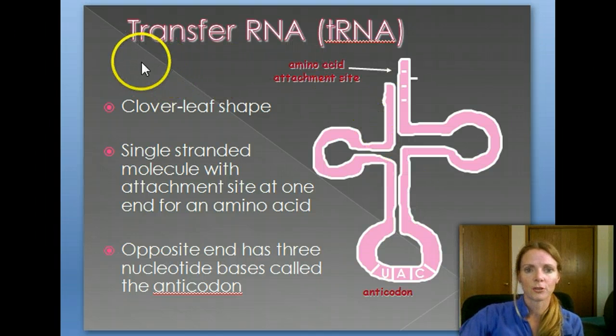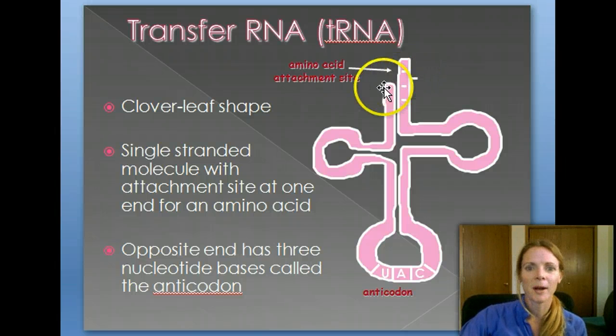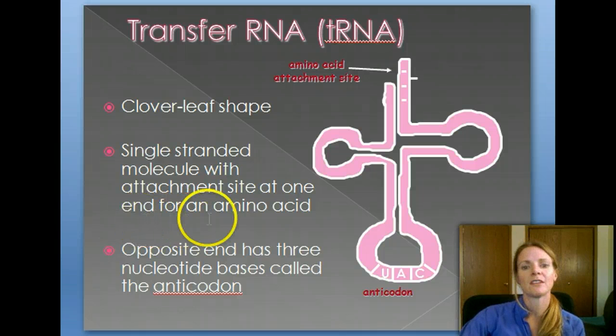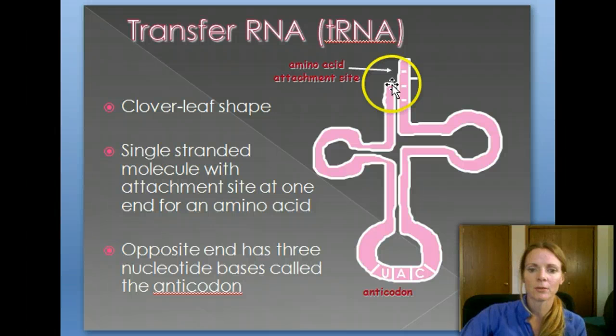So let's talk about the transfer RNA. The transfer RNA is kind of cool. It's like this little clover leaf shape, a little molecule. So basically, you have the amino acid that attaches up here. It's a clover leaf shaped, single-stranded molecule with an attachment site at one end for the amino acid. So the amino acid would be right here.